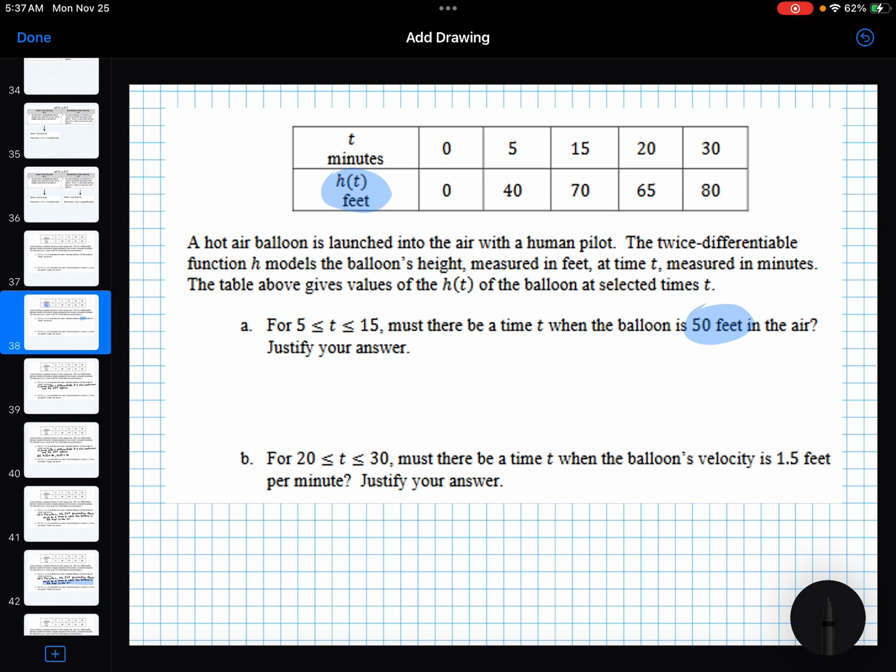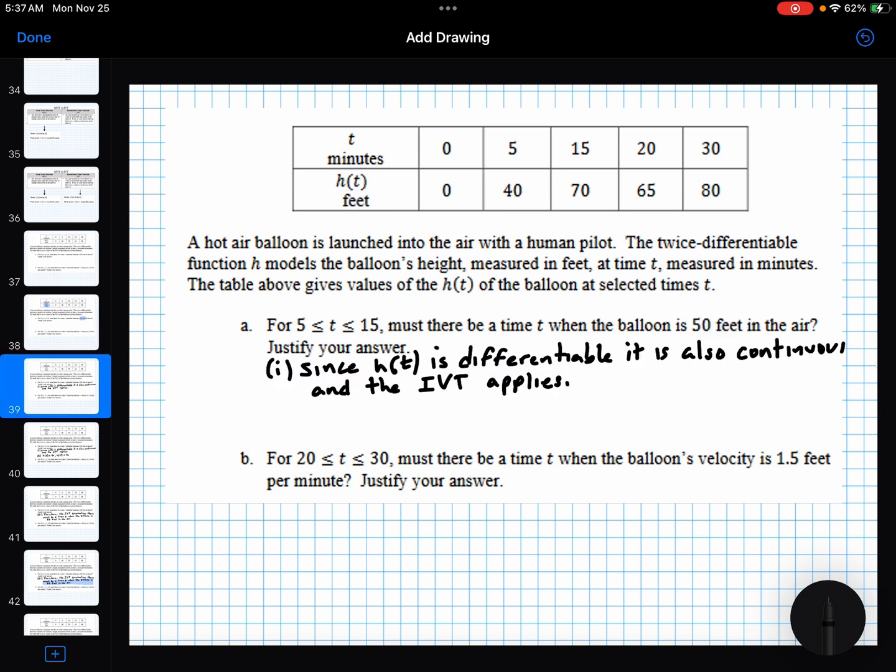So all theorems, 3 parts to the answer. State why you're allowed to use it, state the work shown in the conclusion, and then write a conclusion sentence. So part 1, why are we allowed to use this? Well, since our function is differentiable, it's also continuous, and the intermediate value theorem applies.